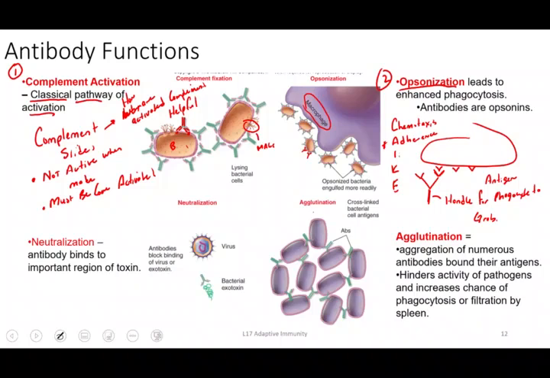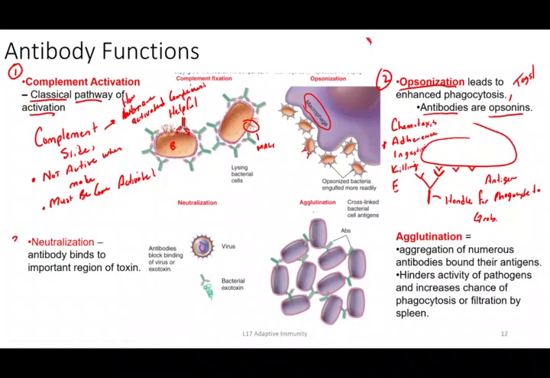And then the next one, if you don't remember, is ingestion and then killing. So being able to grab on is helpful. So we can say antibodies serve as opsonins. Those are those molecular tags or highlights or labels or whatever you want to call it. In this case, they have nice little handles to grab onto, and it makes phagocytosis more efficient. As this says, it's going to be enhanced. Okay.